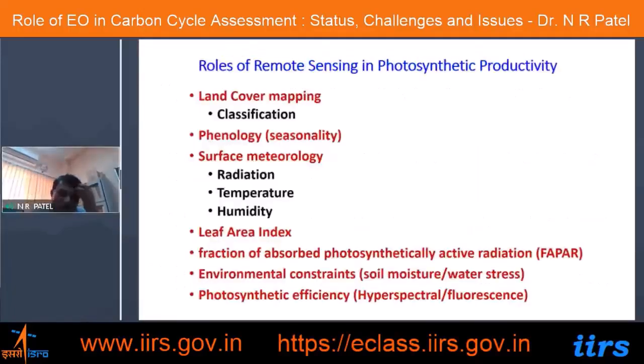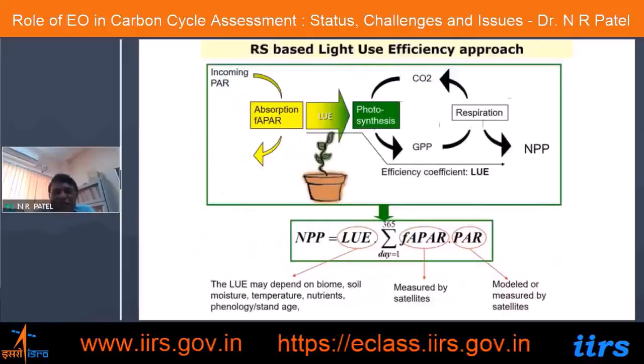So here is how remote sensing is helping, particularly land cover mapping. I am not going into detail, as we have already discussed all those things in the last slide. Key observations for the terrestrial carbon cycle: phenology, surface meteorology, leaf area index, environmental constraints, and photosynthetic efficiency. These are the biophysical properties which are very useful for carbon cycle assessment.